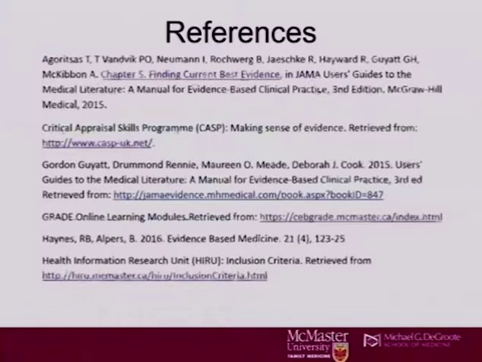The JAMA Users' Guide to the Medical Literature is a massive text with lots of chapters, an excellent resource if you really want to delve into that in any detail. Here's a link to CASP. Again, I borrowed from this chapter heavily, but this is the reference to the entire book. A link to GRADE, that's where the evidence-based pyramids came from, and the critical appraisal criteria can be found there.